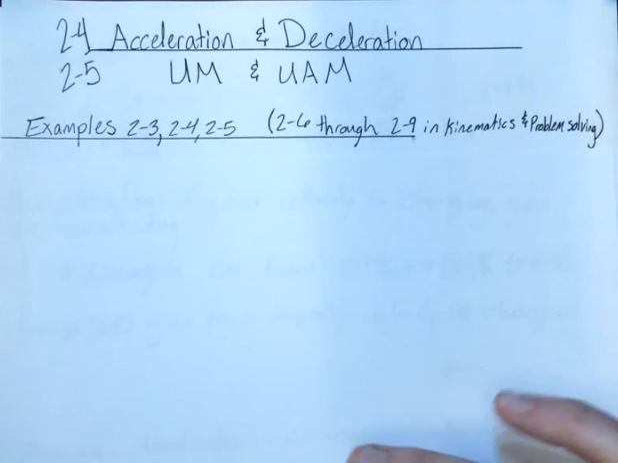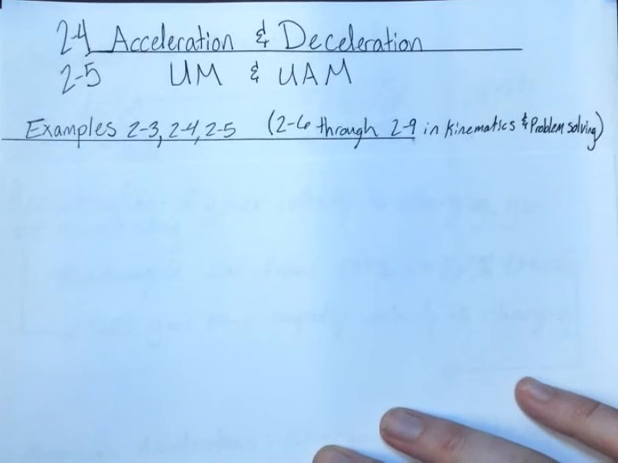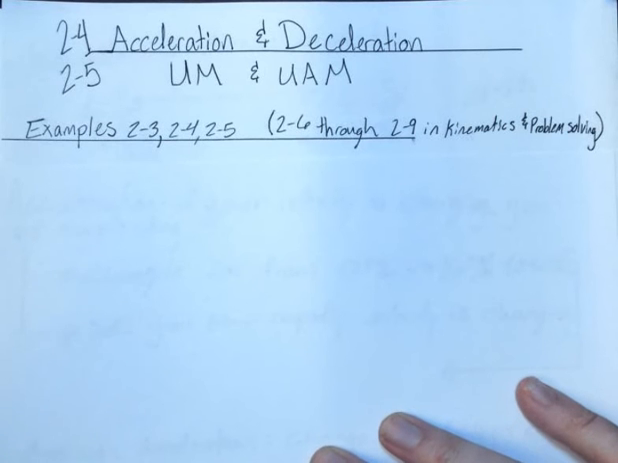Now that we've had a chance to look at velocity, both instantaneous and average, and since we've had a chance to take a look at what velocity versus time looks like on a graphical analysis, we're going to be looking at acceleration and deceleration, uniform motion and uniform accelerated motion.